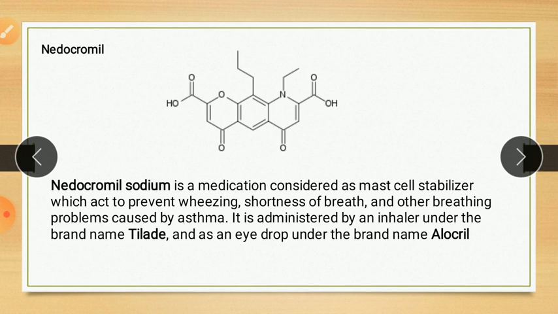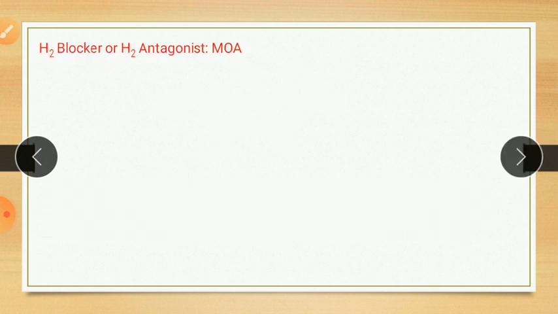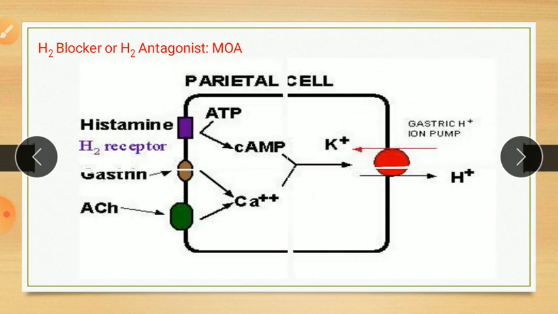Generally these drugs are used in asthma conditions. So examples of mast cell stabilizers are cromolyn sodium and nedocromil. Then the next class, which is an important one, is the H2 blocker or H2 antagonist. In exams many times this question is asked as a short note about H2 blocker or H2 antagonist.